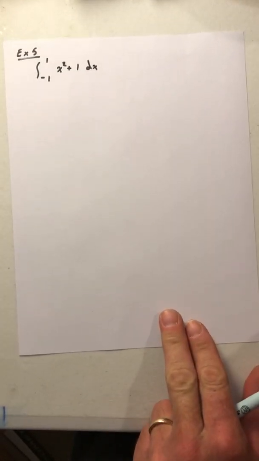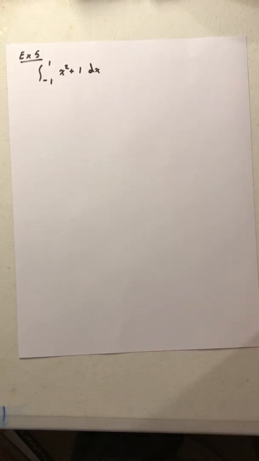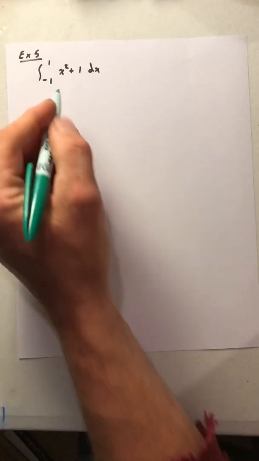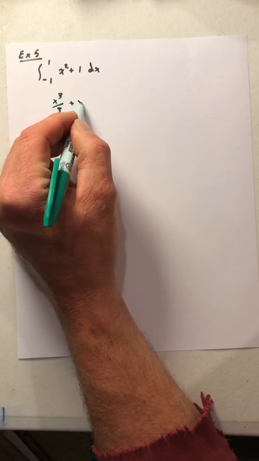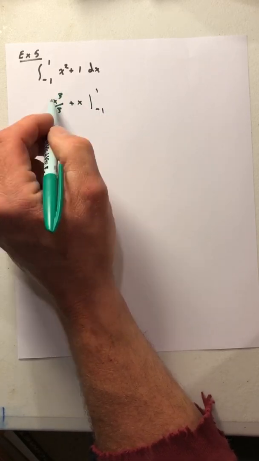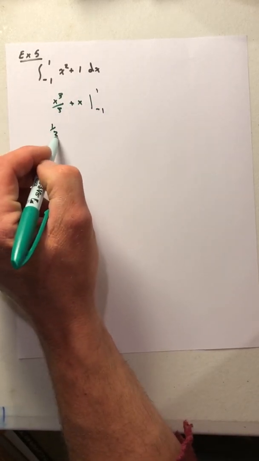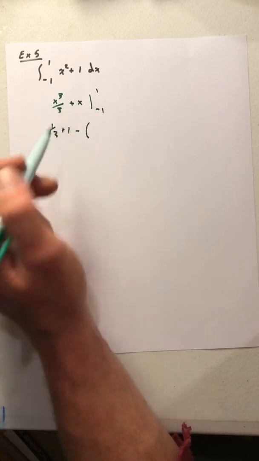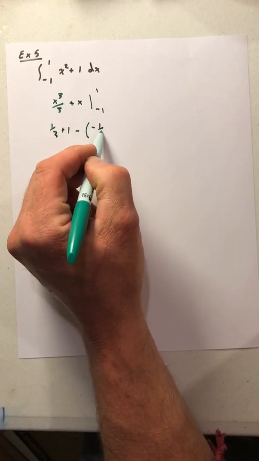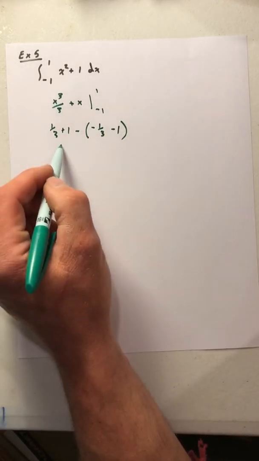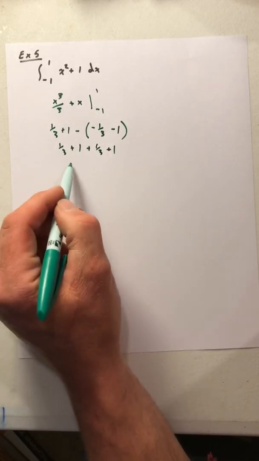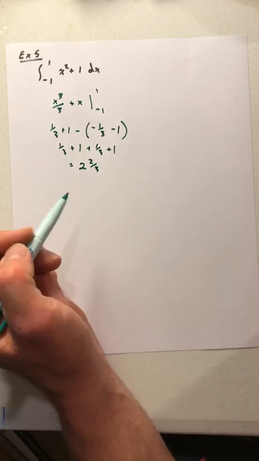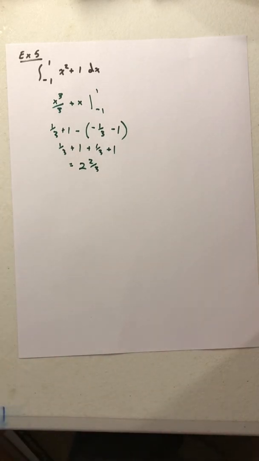I have just one more example, so it'll be kind of a quick day here for us. Example 5, we're going from negative 1 to 1 of x squared plus 1 dx. So we can integrate. We end up with x to the third over 3 plus x from negative 1 to 1. Plugging in the 1, we have 1/3 plus 1, minus, plugging in the negative 1, we get negative 1/3 minus 1. Simplifying this, we have 1/3 plus 1 plus 1/3 plus 1, which gives us 2 2/3. And that gives us our area again.